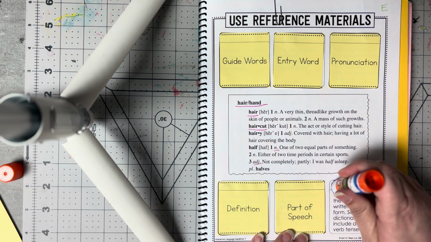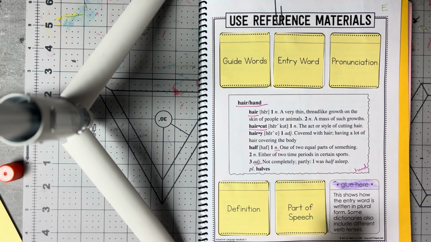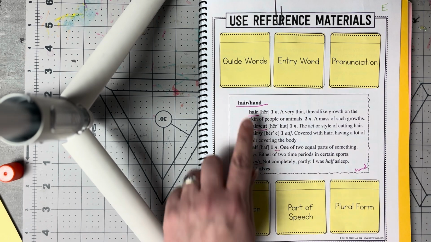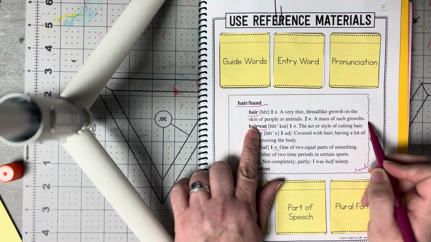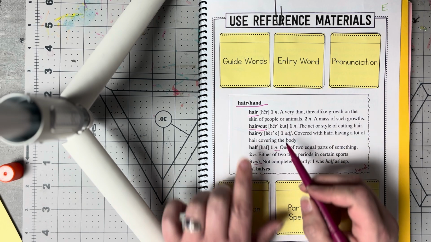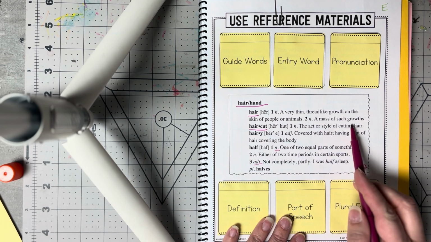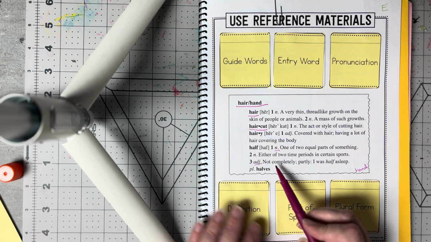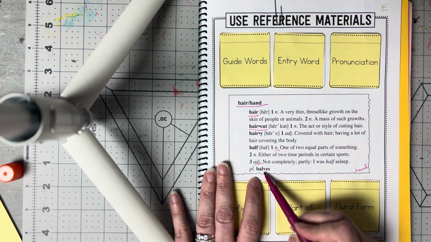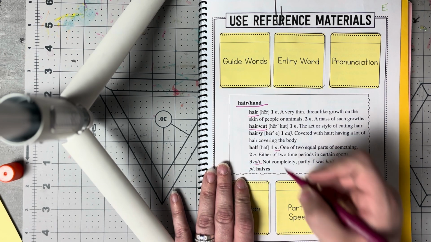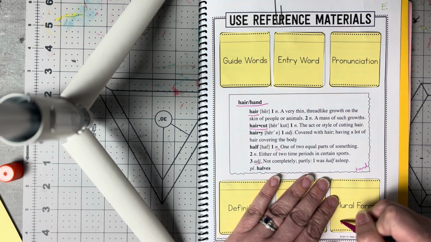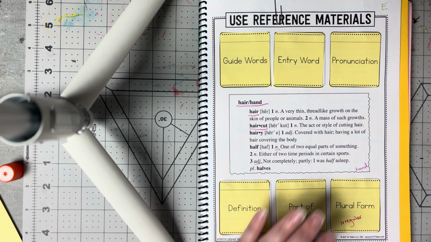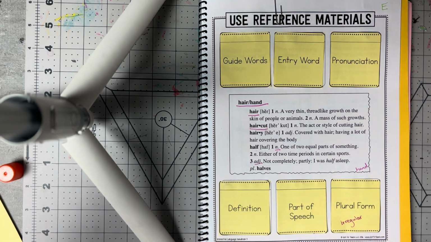And the final thing is it shows you the plural form, so how to make more than one. Now, if it's regular like haircut, you see that it doesn't show haircuts, but half is different. So since it is irregular, you're going to see this usually if it's irregular. Okay. So there you go.